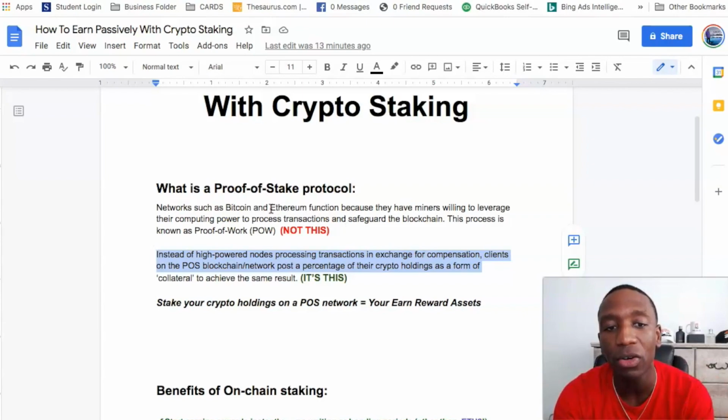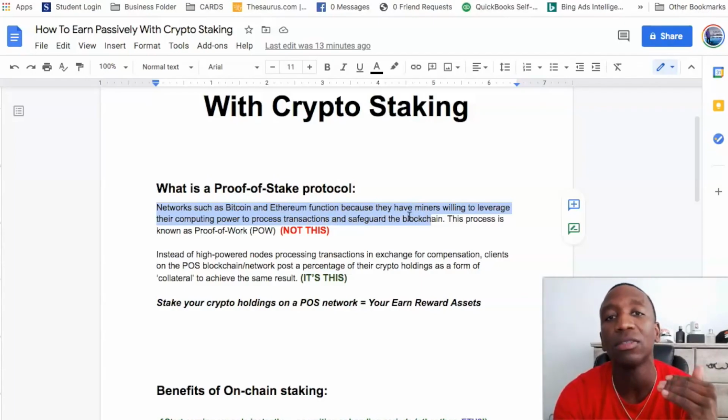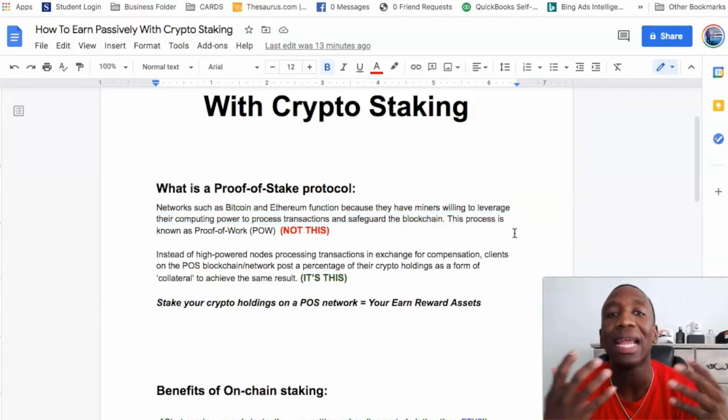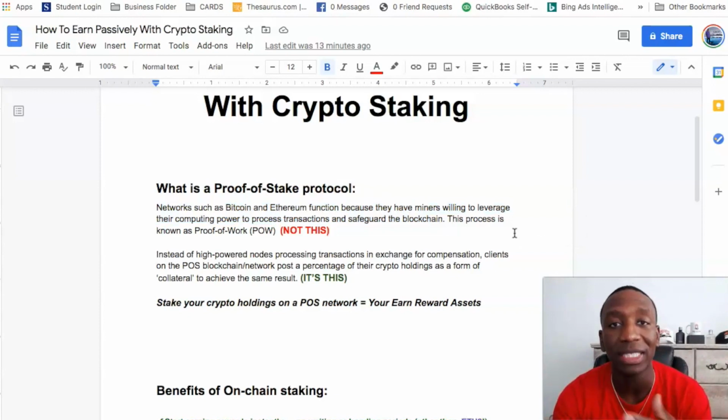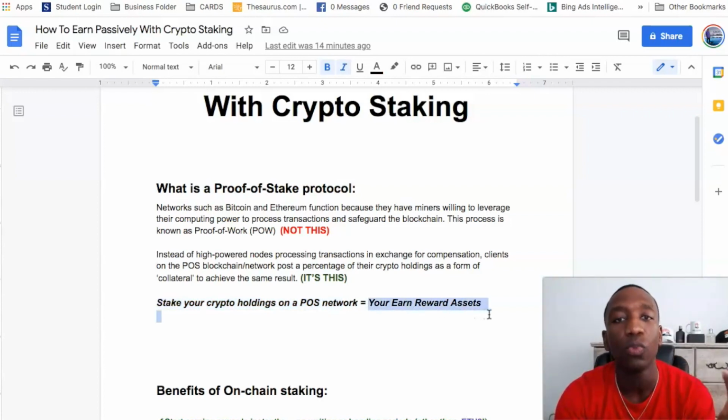Up here with Bitcoin, you can see it says networks such as Bitcoin and Ethereum function because they have miners willing to leverage their computer power to process transactions and safeguard the blockchain, which requires more energy, right? So that's where they came in with staking. And with staking, in simple terms, this is all it is: you stake your crypto holdings on a POS network, that equals you earn reward assets.